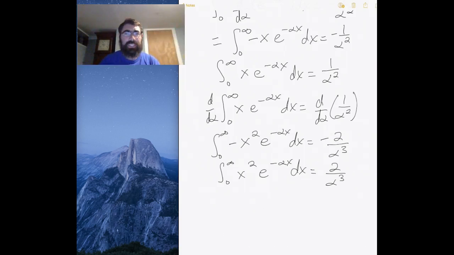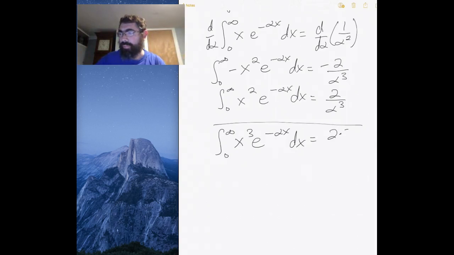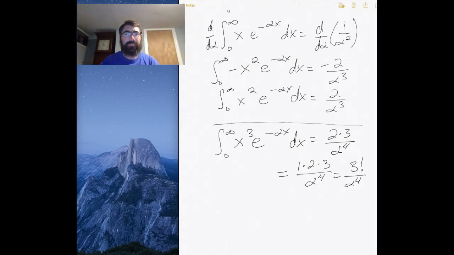We could differentiate again. If we differentiate again, then what you would get is this pattern where I would get the integral of x cubed e to the minus alpha x dx is equal to now 2 times 3 over alpha to the 4th power, which I can rewrite now as 1 times 2 times 3 over alpha to the 4th, or 3 factorial over alpha to the 4th.